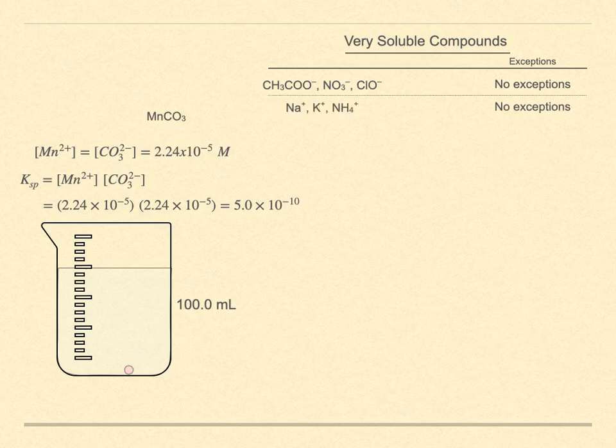Additionally, compounds with cations of sodium, potassium, and ammonium are soluble, and there are no exceptions here either. Compounds with anions from the heavier halogens, chloride, bromide, and iodide, are soluble except when combined with silver, the mercurous ion, copper 1+, and lead 2+.